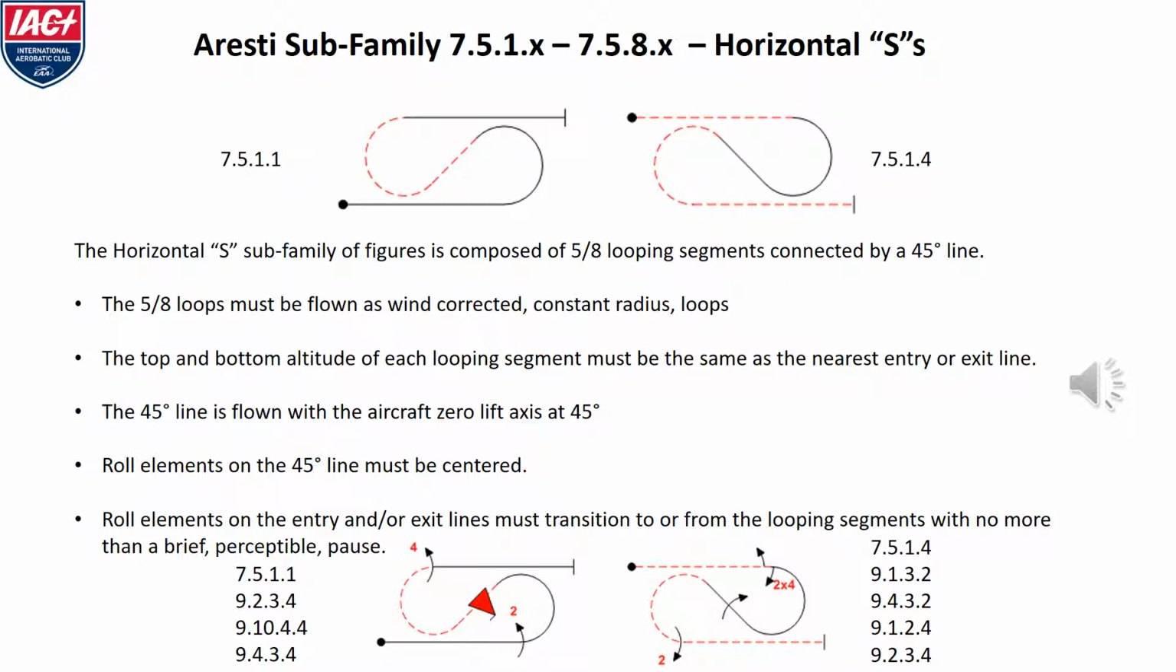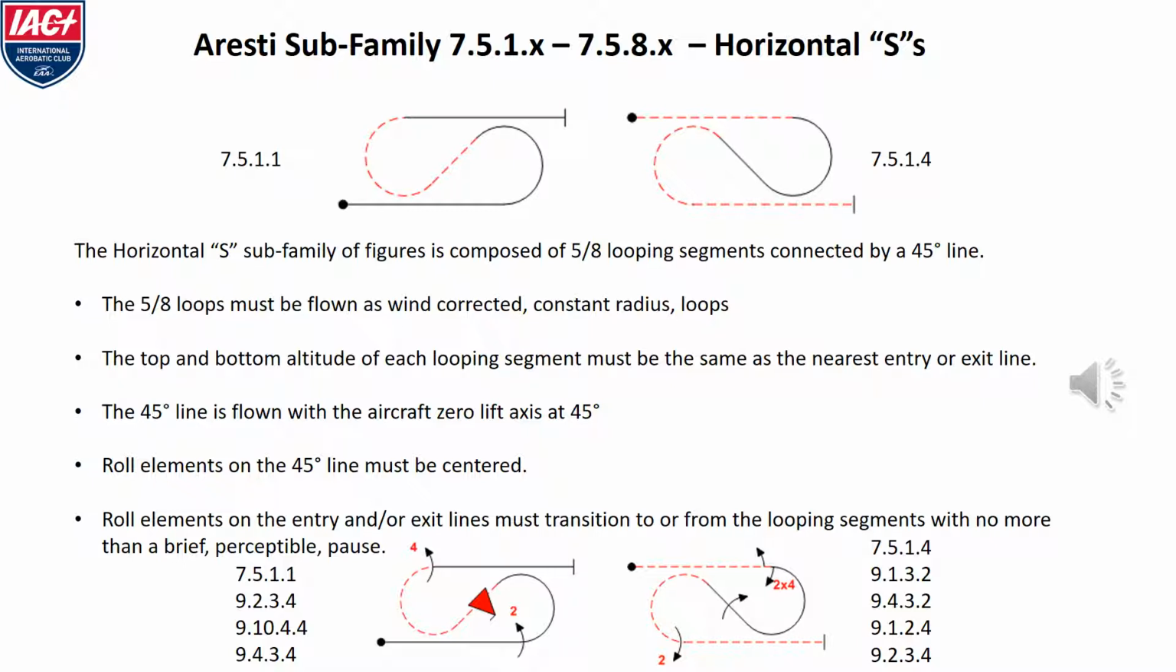Aresti subfamily 7.5.1 through 7.5.8 figures are horizontal S's. There are 4 examples shown here. This subfamily of figures is composed of 5/8 looping segments connected by a 45 line. The 5/8 loops, as with all looping segments, must be flown as wind-corrected and constant radius.